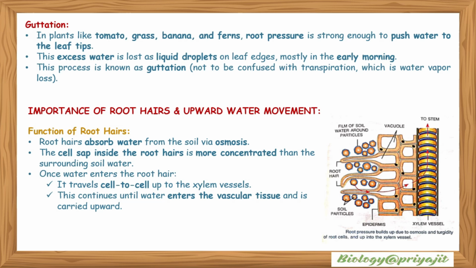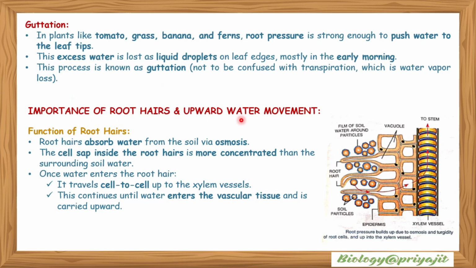Guttation. In plants like tomato, grass, banana and ferns, root pressure is strong enough to push water into the leaf tips. This excess water is lost as liquid droplets on leaf edges, mostly in early morning. This process is known as guttation, not to be confused with transpiration, which is water vapor loss.